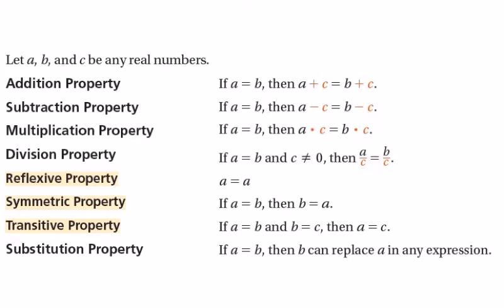All right, then the symmetric property: if A equals B, then B equals A. So if we have an equation, it's symmetrical. We can flip it around and it still holds.